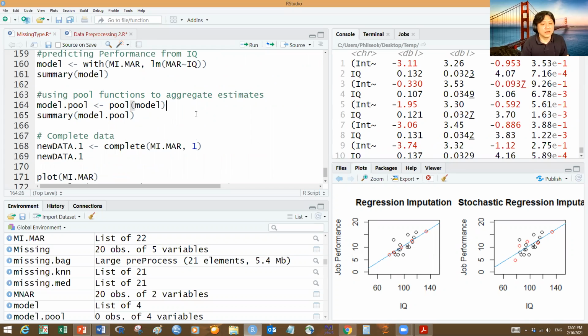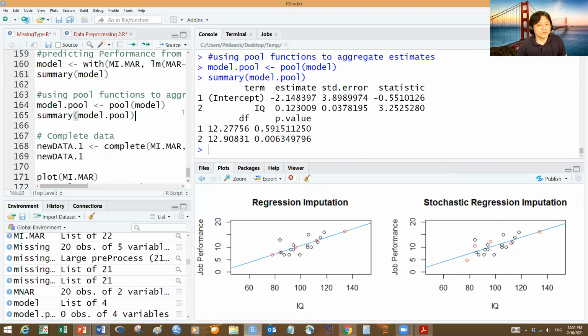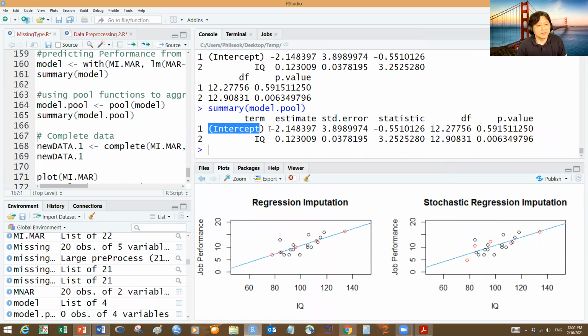So run pool and then get the summary. This is the average of the results. The term intercept is minus 2.14. This is the average of the intercept from the 20 different analyses. And this is IQ, the average of the estimate and standard error. Now we can see the p-value right here. So IQ is a significant predictor of job performance in our case, and the slope is 0.12.